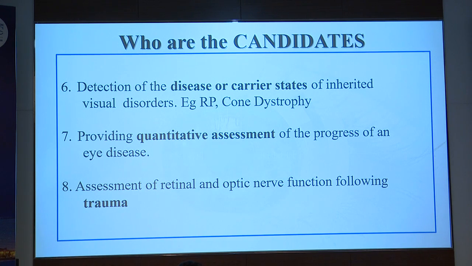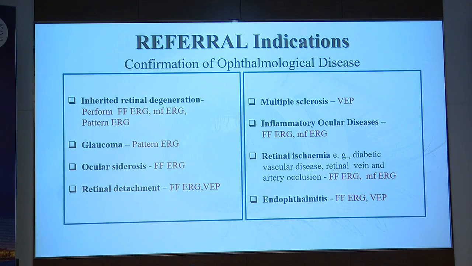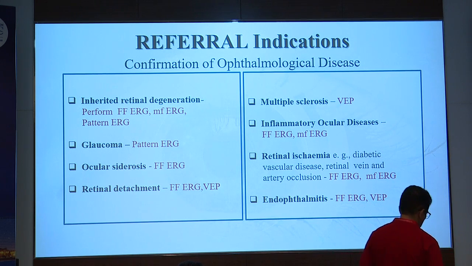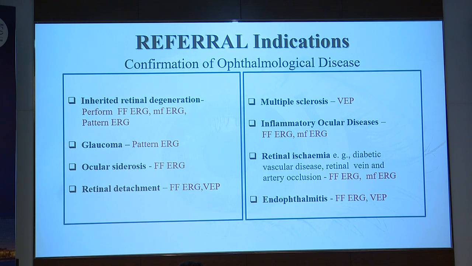It helps in detection of the disease or carrier states of inherited visual disturbances like RP and cone dystrophy, it provides a quantitative assessment of the progress of an eye disease, and it assesses the retina and optic nerve function following trauma. The patients who basically need these tests are those with inherited retinal degeneration.